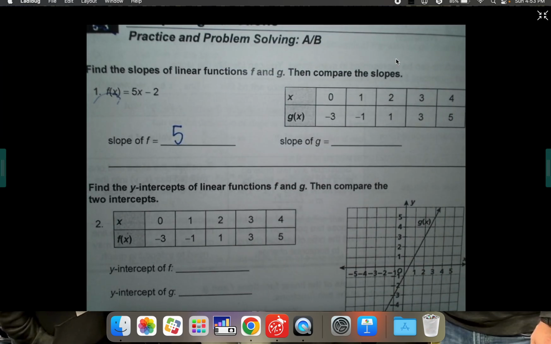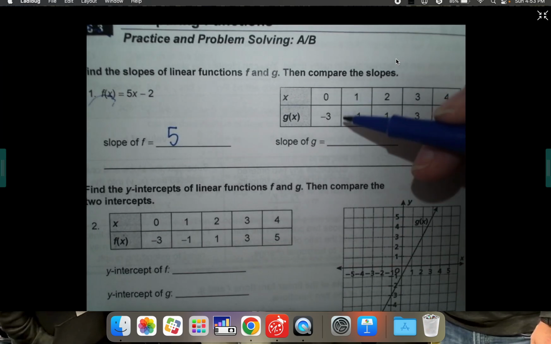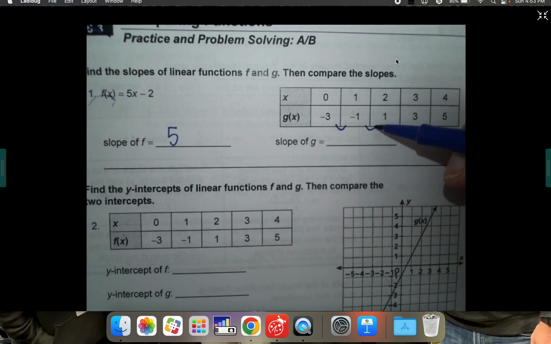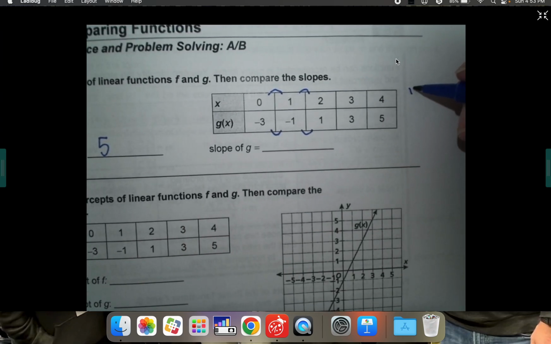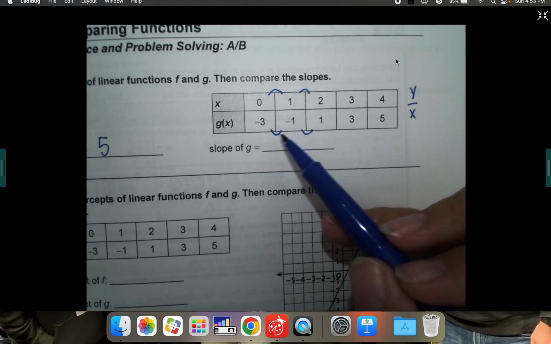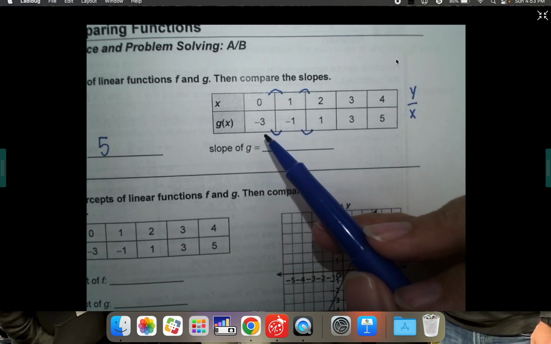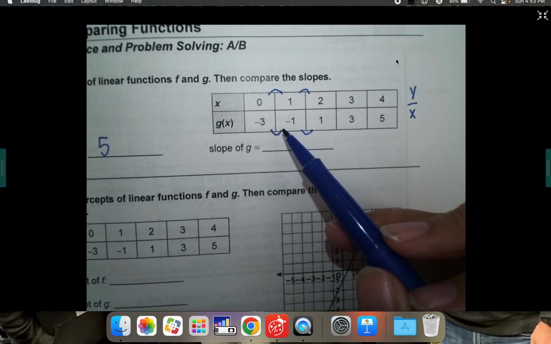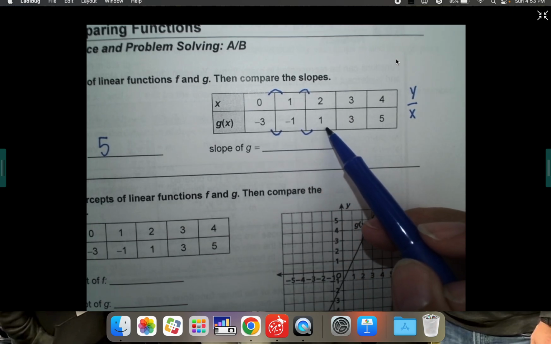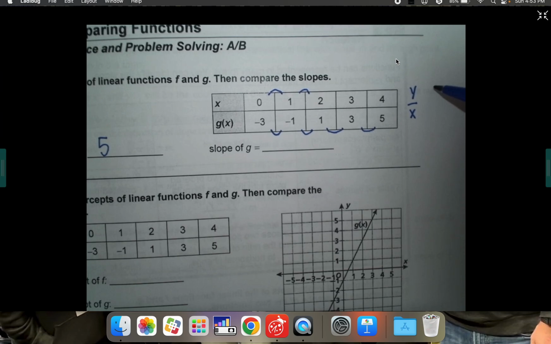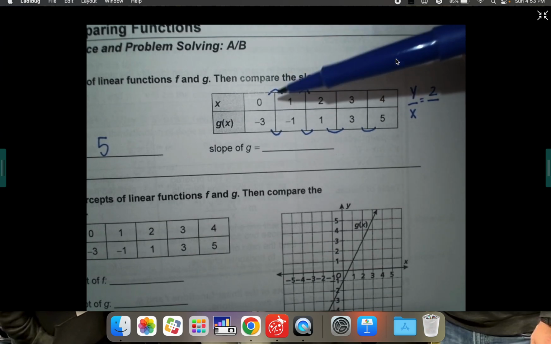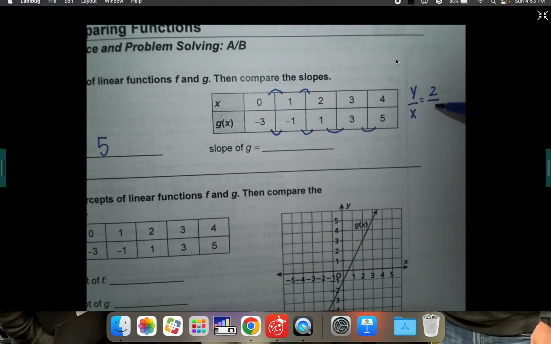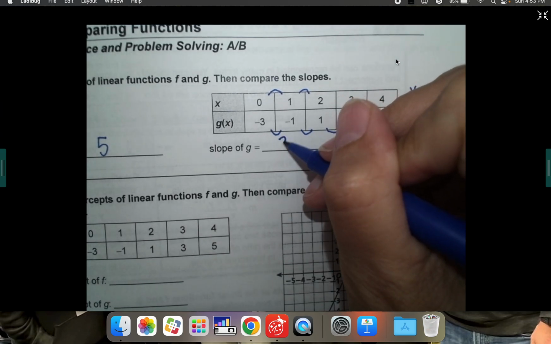In this one, remember that the rate of change or the slope is always whatever your y's are doing over whatever your x's are doing. So it's always y's over x. So if we find out first what our y's are doing, it looks like it's going up 2 more, up 2 more, up 2 more. So the y's are changing by positive 2. And then let's check the x's. These are going up 1, from 0 to 1 to 2 to 3 to 4. Those are going up 1. So it's 2 over 1 or just 2.